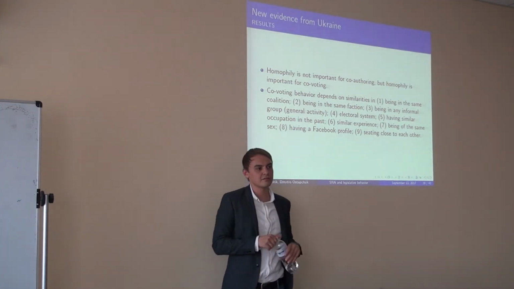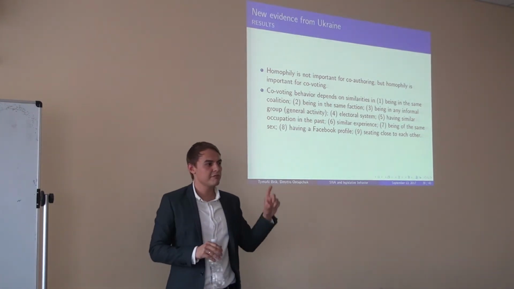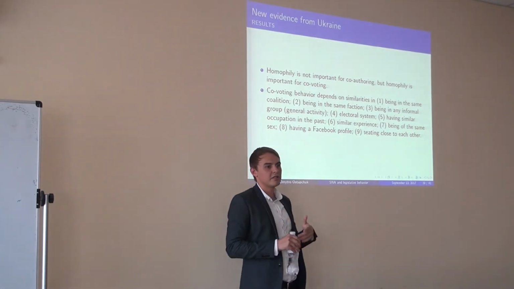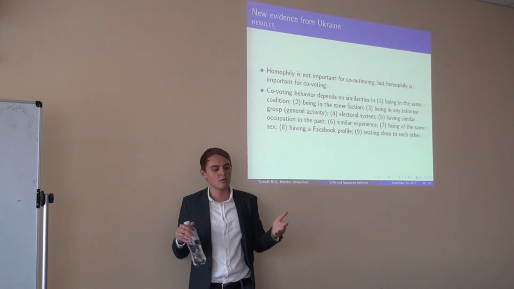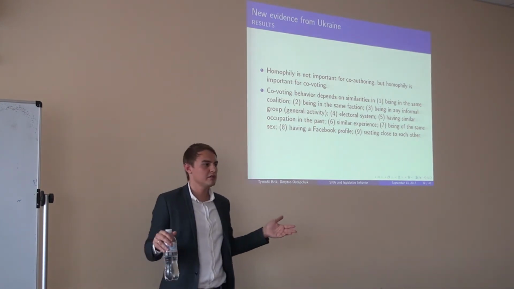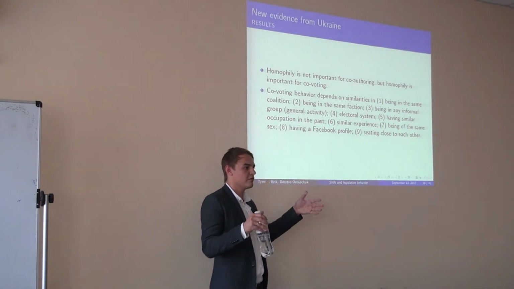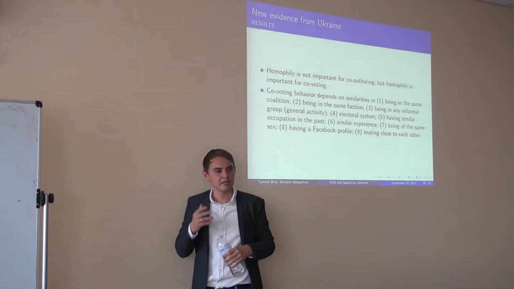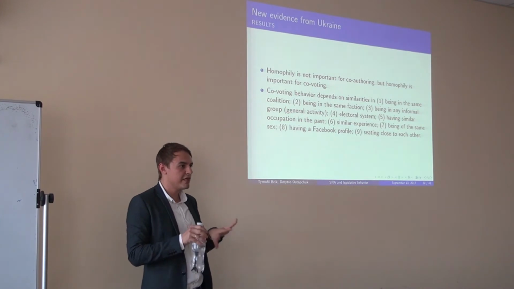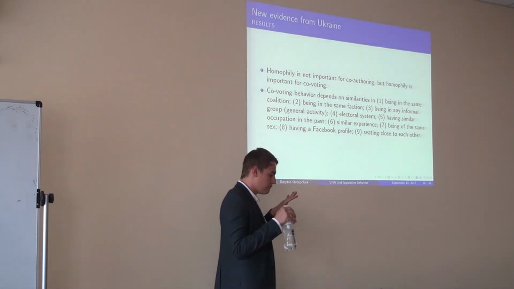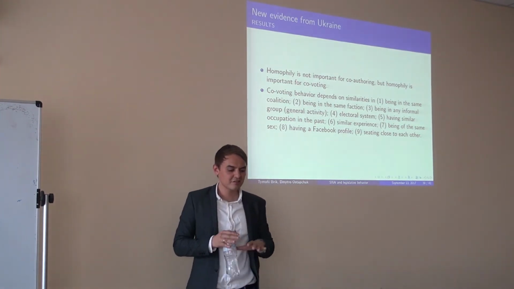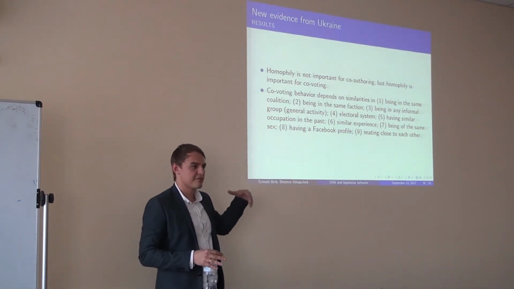Which is pretty interesting, because in the previous literature, a lot of people have treated these two as interchangeable. It's a very common practice to say something like, oh, we don't have data on co-authoring, so let's work only with co-voting, and then we will generalize our finding on everything else. But this is wrong. Apparently, these are two very different practices.